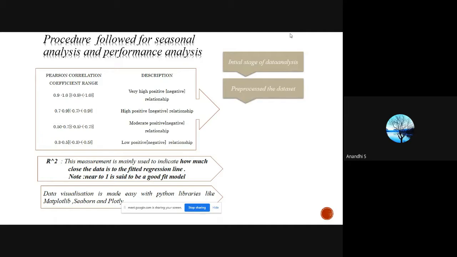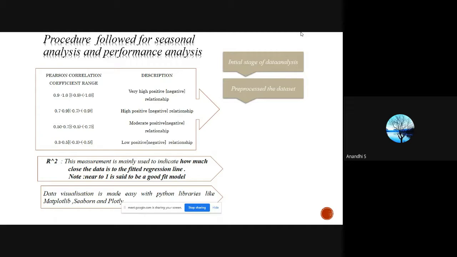And then I pre-processed the data. Pre-processing is also known as data cleaning or data wrangling. It is converting raw data. The data we collect may be from different sources, but it will be raw data. So we have to pre-process it, clean it, and only then can we go for further analysis.